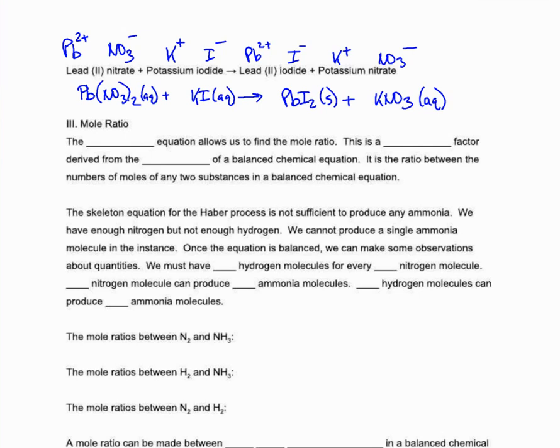So balancing, we have 1 lead on either side, that's fine. Here we have 2 nitrates, here we have 1. So let's put a coefficient of 2 to fix that. That makes 2 potassiums, but only 1 over here. Coefficient of 2. And then we have 2 iodines and 2 iodines. And now we have a complete balanced equation that we can use going forward.